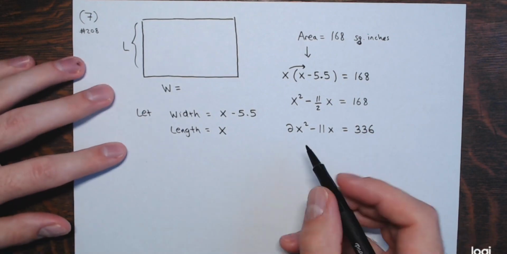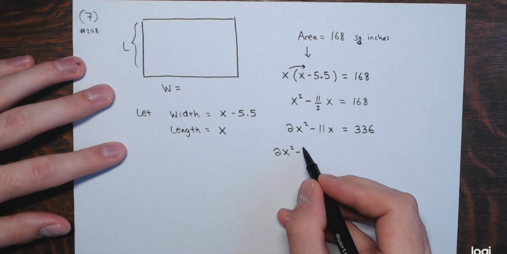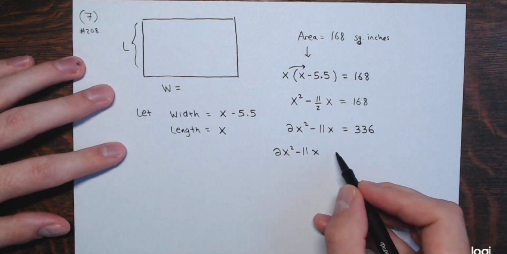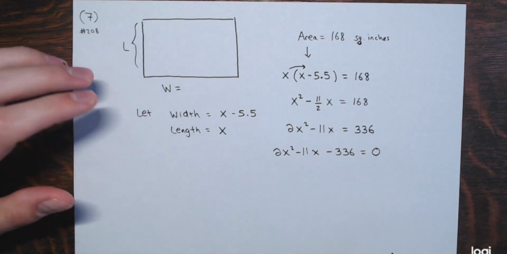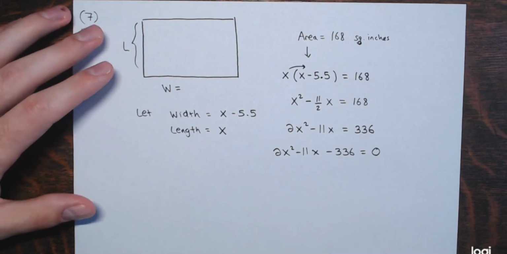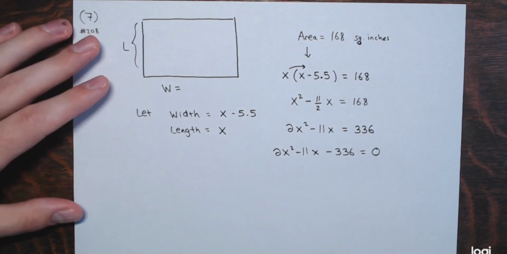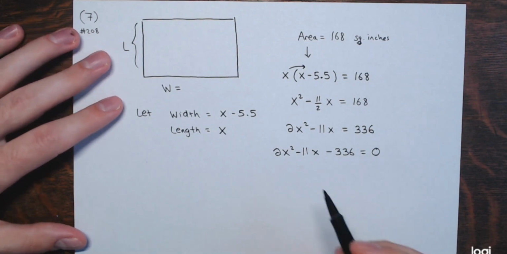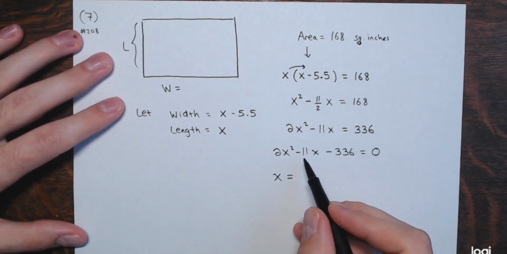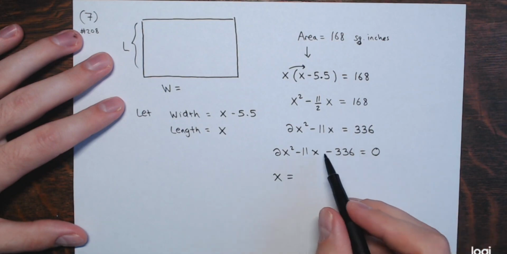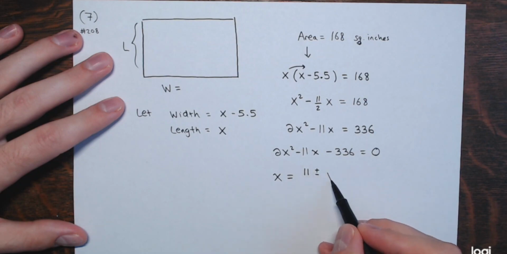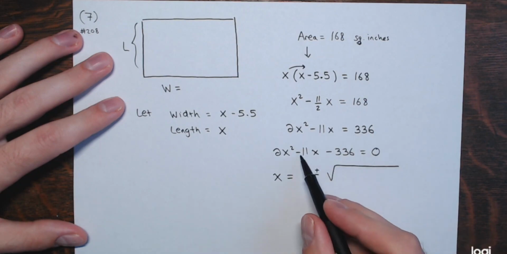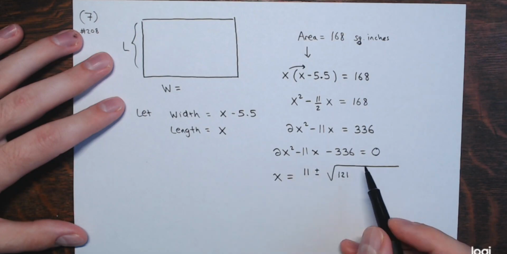I'm going to subtract 336. And this time I'll try solving. I mean, it's probably factorable based on previous problems, but I'm just going to try solving this by using the quadratic formula. So x equals, the opposite of b. Remember, it's got to be in this form first. Ax squared plus bx plus c equals 0. X equals the opposite of b, so positive 11, plus or minus the square root of negative 11 squared would be positive 121, minus 4ac, but since c is negative, this will be a plus.